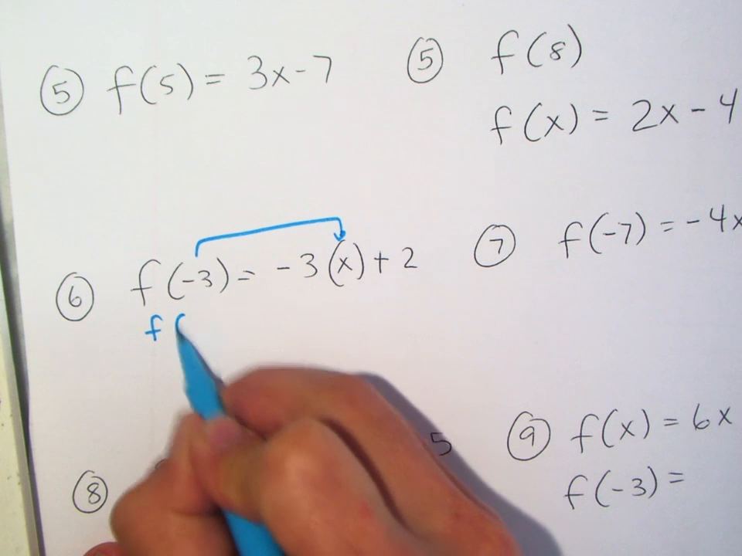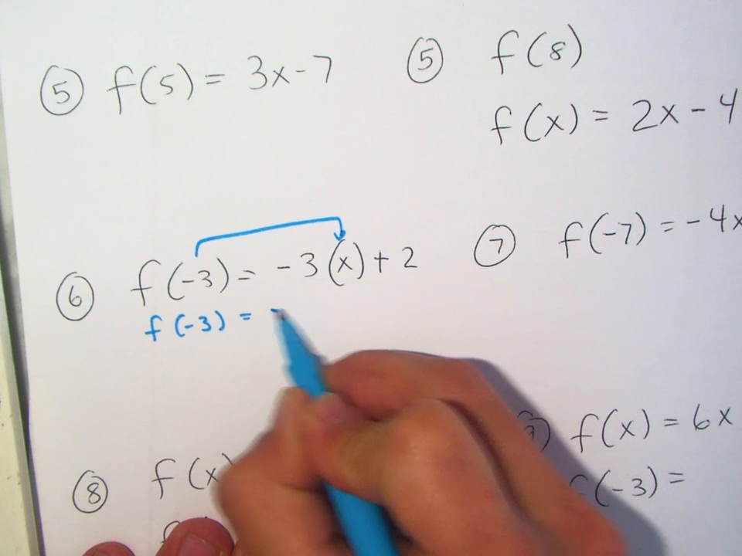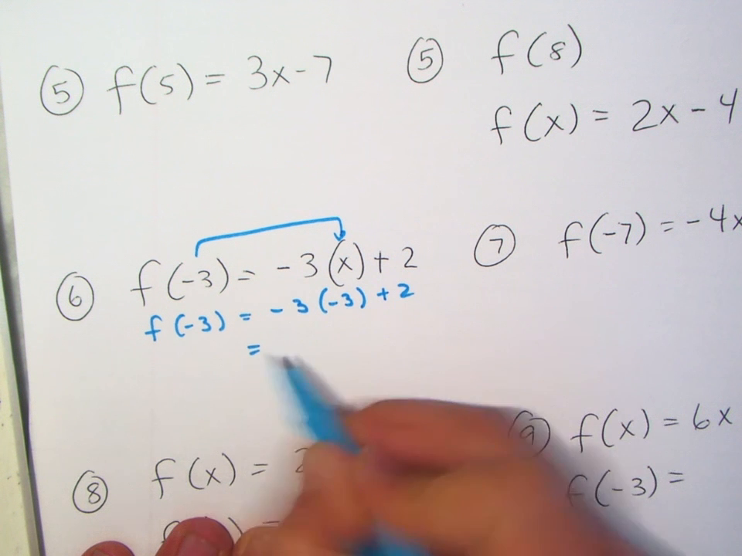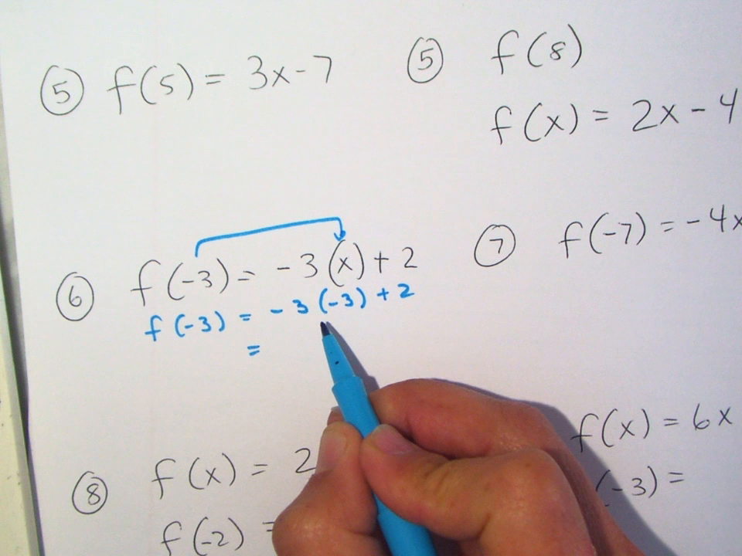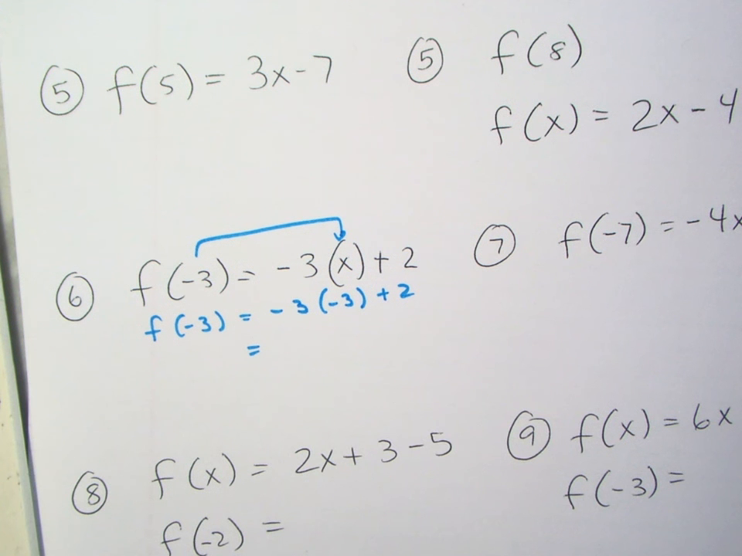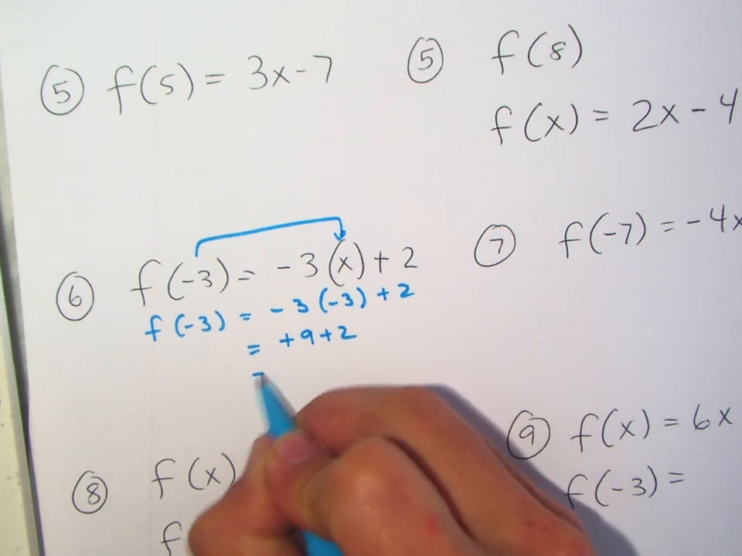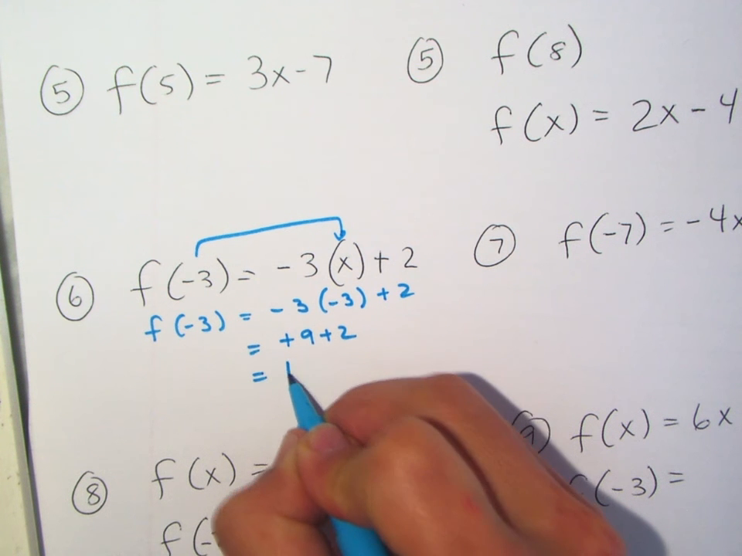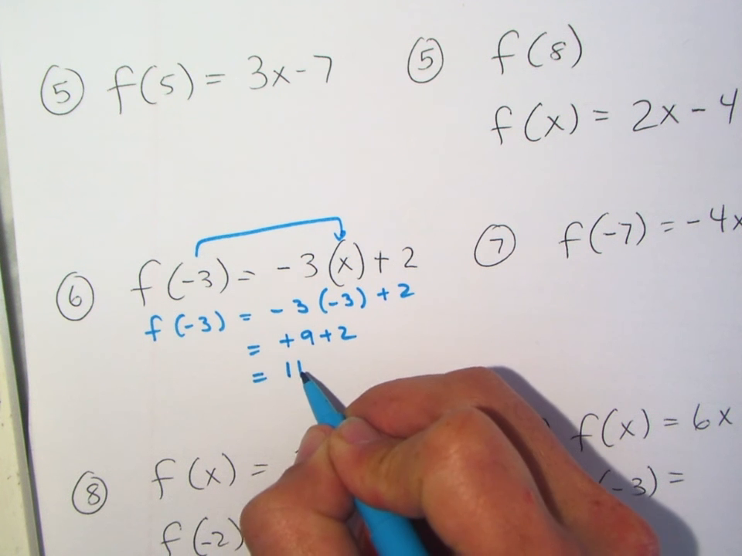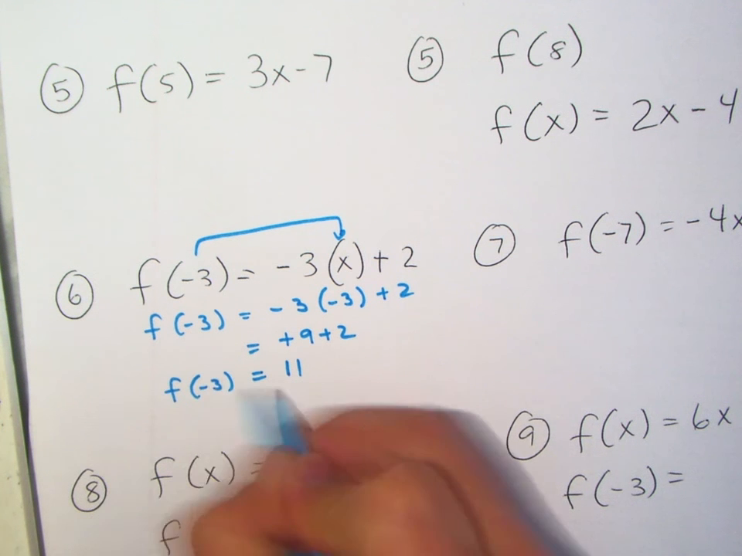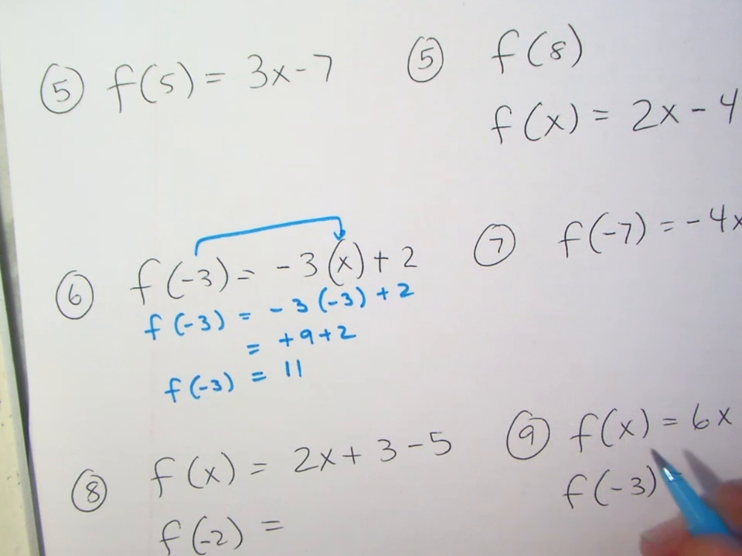So f of -3 is equal to -3 times -3 plus 2, which is equal to, what's negative times negative? Negative times negative is a positive. So that's positive 9 plus 2. And positive 9 plus 2 is 11. So the function when x is negative 3 is 11. Okay, all you had to do was plug it in.